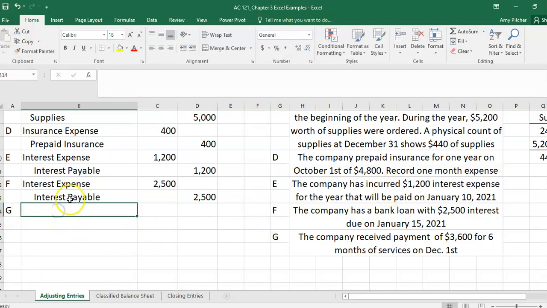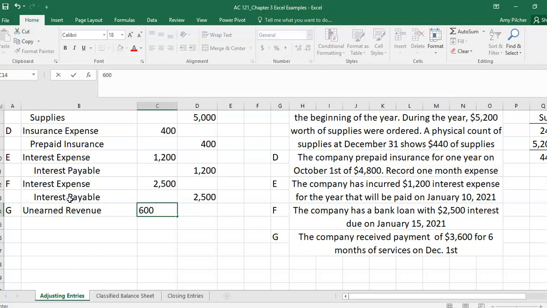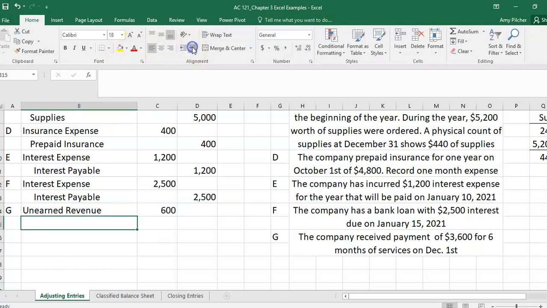And the last one is an unearned revenue adjustment. So we received payment of $3,600 for 6 months of services on December 1st. So we contracted to provide 6 months of services on December 1st, and we were prepaid. So we have an unearned revenue account with $3,600. So what we need to do is recognize that now that it's December 31st, we have earned 1 month of that revenue. So we're going to reduce our unearned revenue account. And record 1 month of service revenue.